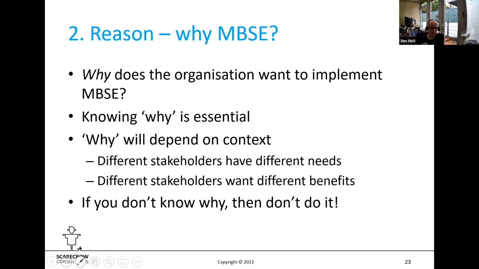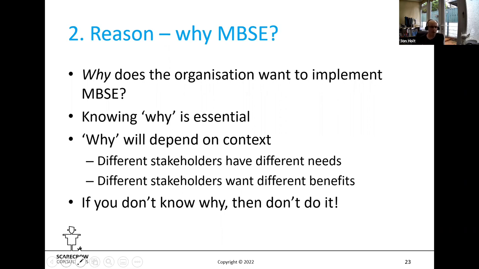And this is very important, and we're very serious about this, because if we don't understand why, we can't possibly know what success looks like. We can't possibly know when we've succeeded or when we failed, because we don't know what our goals were in the first place. We don't know what we were setting out to do in the first place. So knowing why is essential.